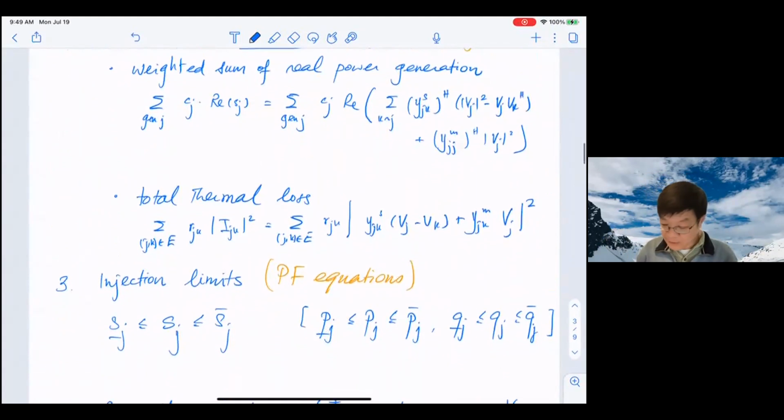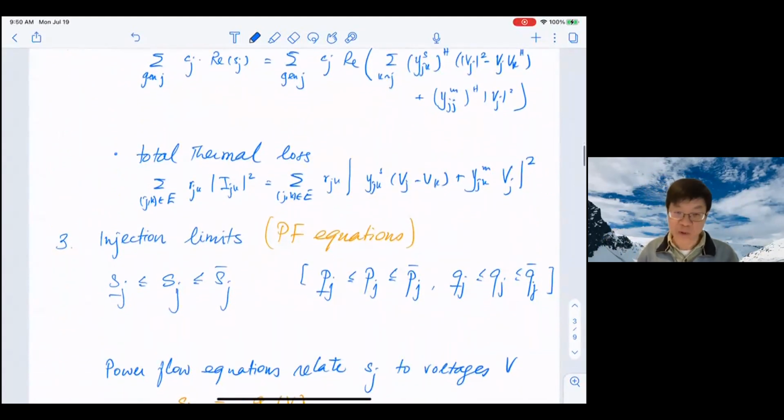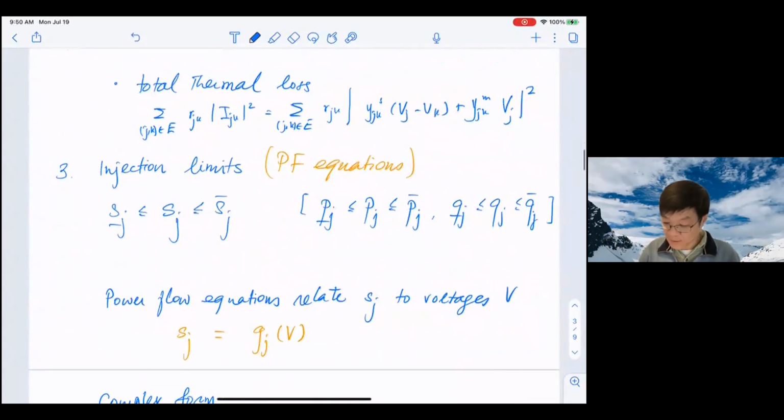In terms of the operational constraints, there are many, and we're going to consider only two. One is injection limit. I should clarify what this means. Each Sj is a complex number, and by this I mean the real part. So this really means two inequalities. There's a Pj that is bounded by its upper bound and lower bound, and then there's a Qj, the imaginary part of Sj, which is bounded by lower and upper bound. So that's what this inequality means.